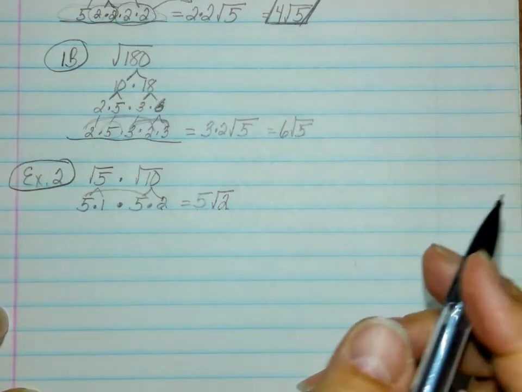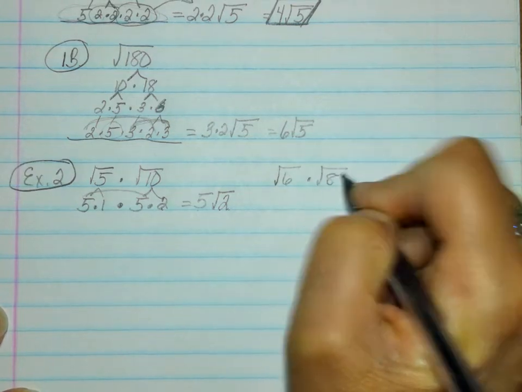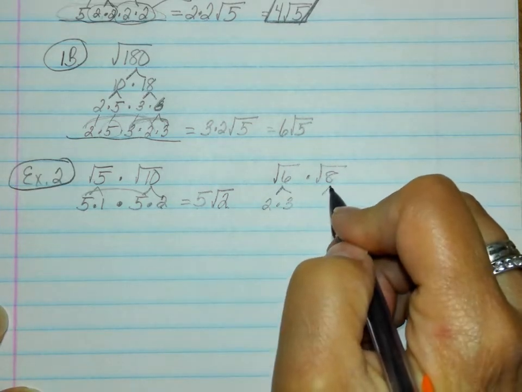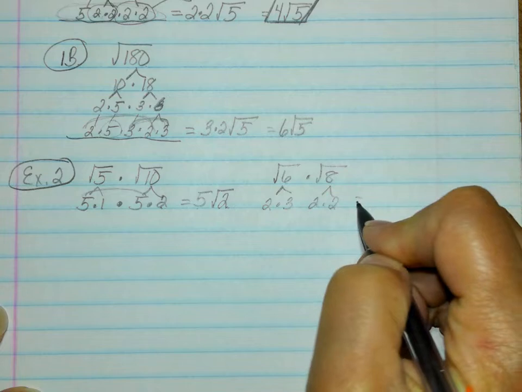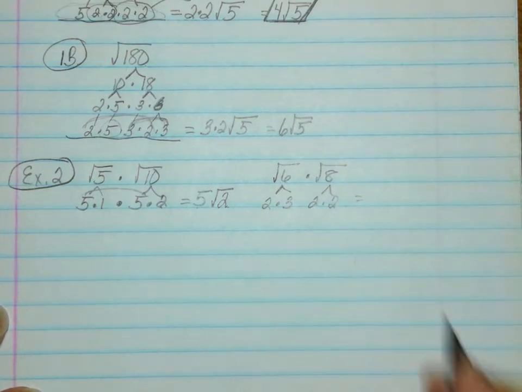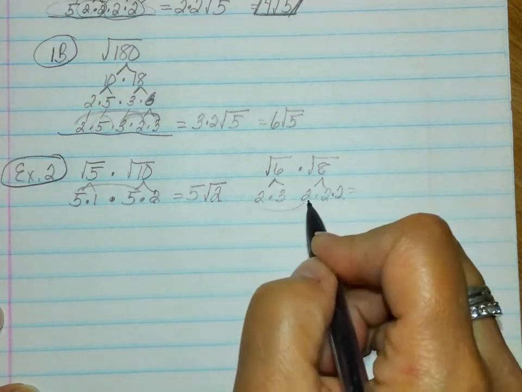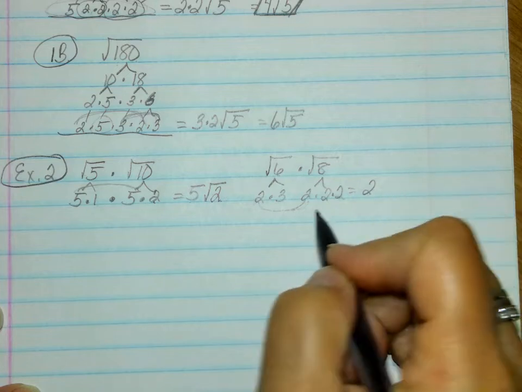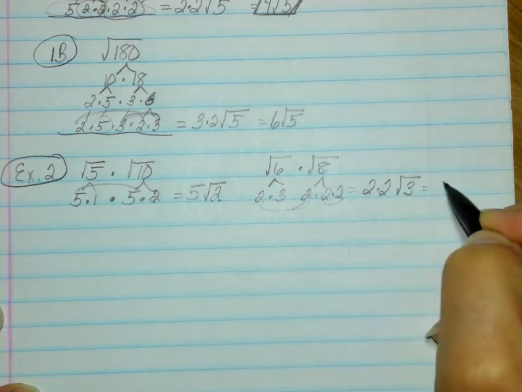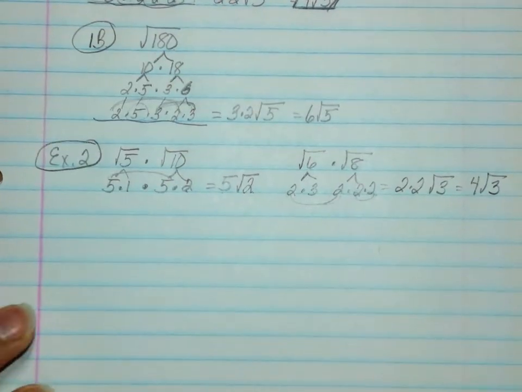What about another one there? Square root of 6 times square root of 8. All right, let's break 6 down: 2 times 3, of course, and 8 is 2 times 2 times 2. So now I have one set of 2's, I have another set of 2's, and the 3 stays in. So my answer is 4 square root of 3, simplified.